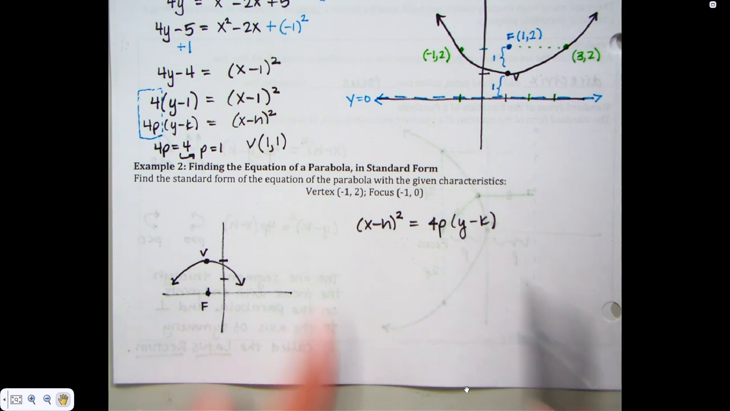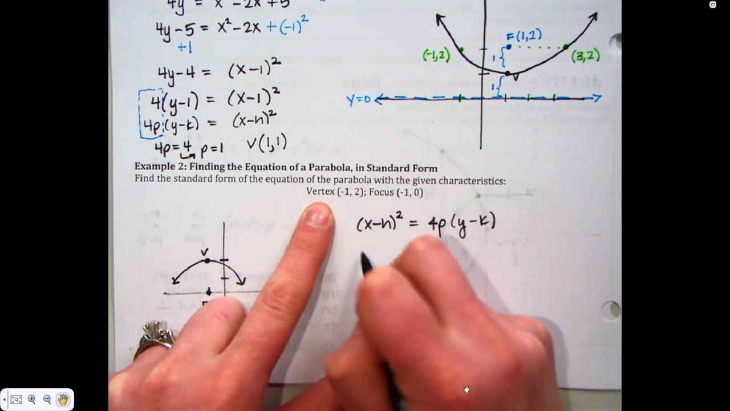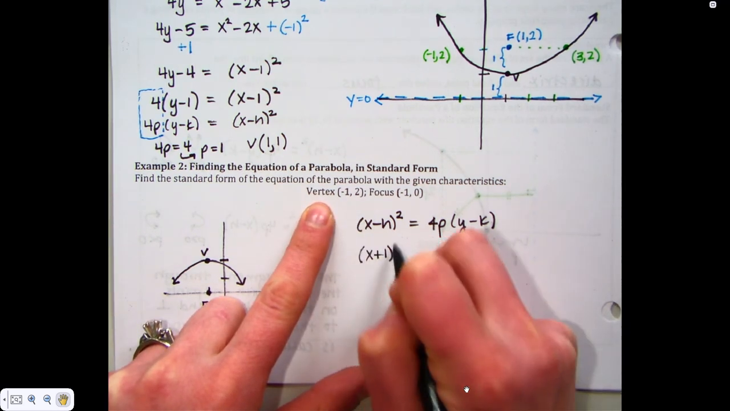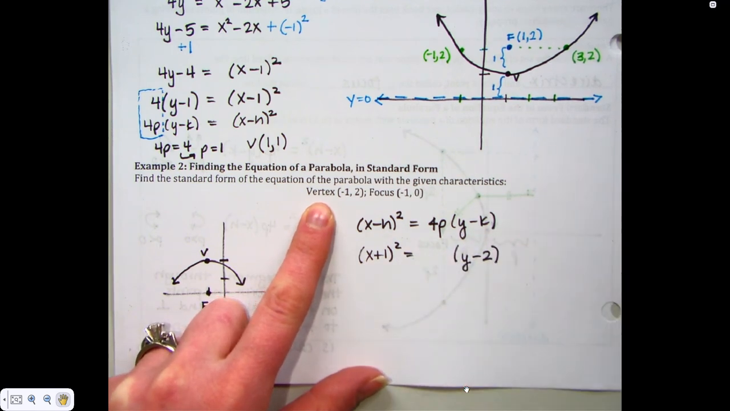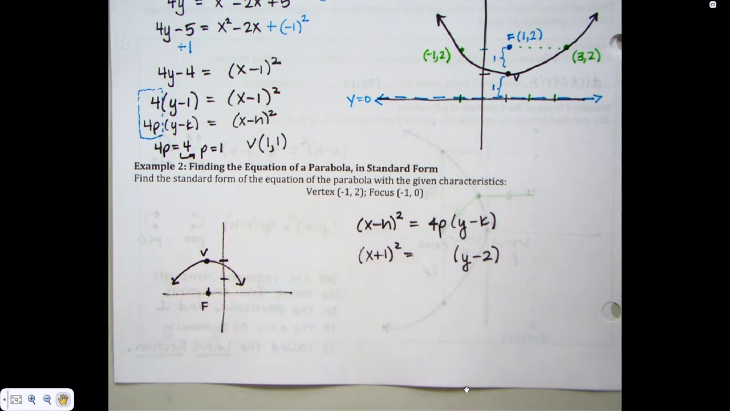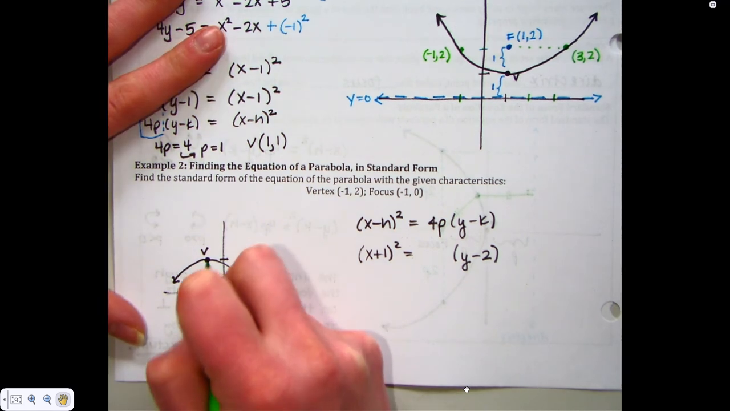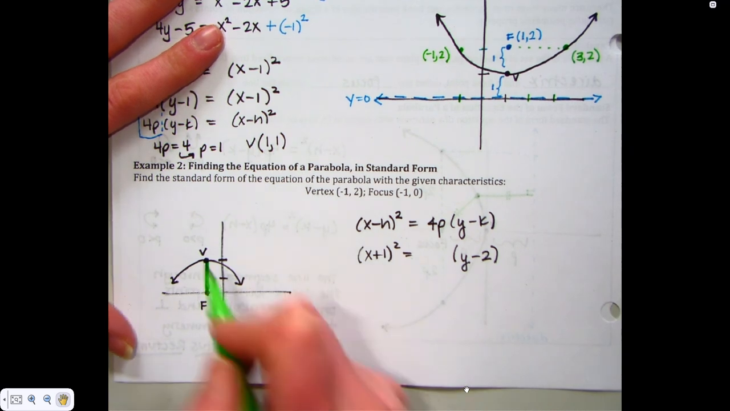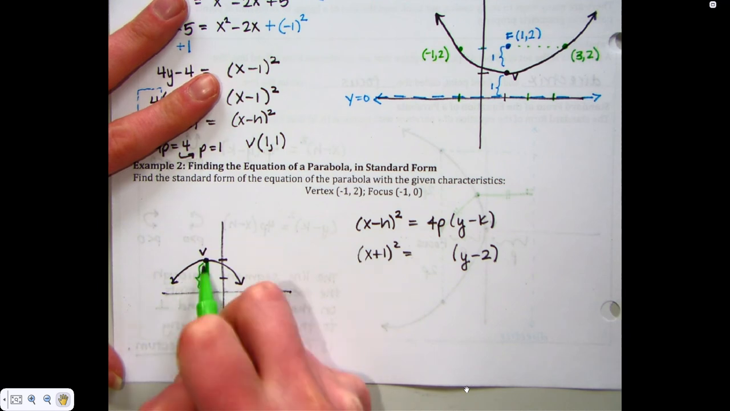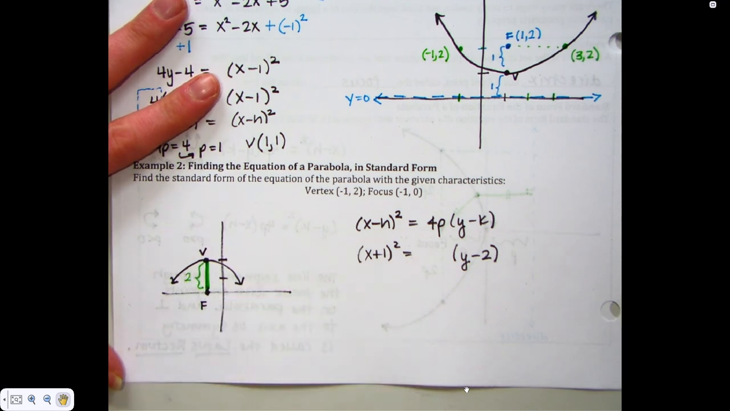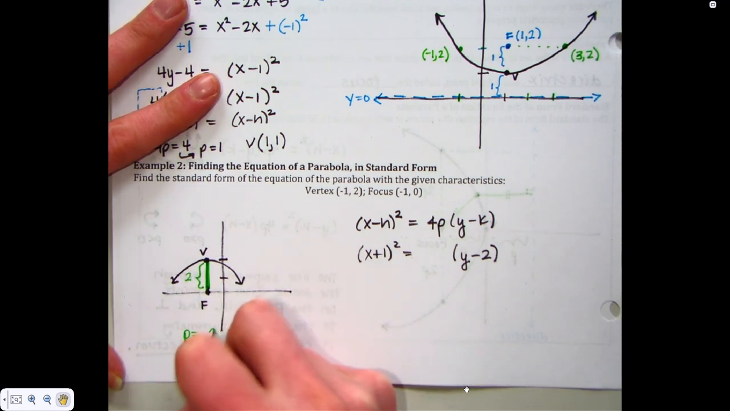So the vertex is kind of easy because they gave it to us, right? So we've got (x plus 1) squared, and we've got y minus 2. The only thing left is to figure out the p-value. P, recall, is the distance between the vertex and the focus or the vertex and the directrix. So here I have that value, right? I can think of drawing that segment right here, and I can just count if I made a little sketch, right? It's 2 units difference. So that makes my p-value equal to 2.